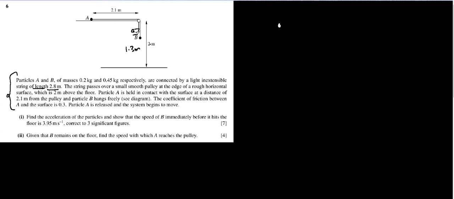So the mass of B is 0.45 kg. That means its weight is 4.5 Newtons downwards. So this is the force which will drive this whole system downwards. But there is a frictional force, because they have written here the coefficient of friction is 0.3 between A and the surface. That is the force which will try to stop it.